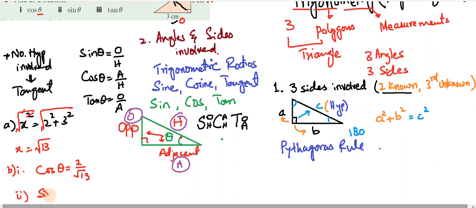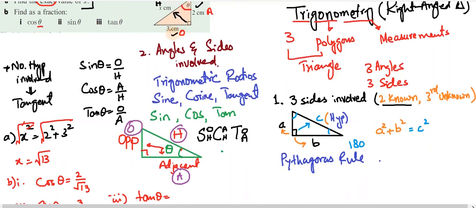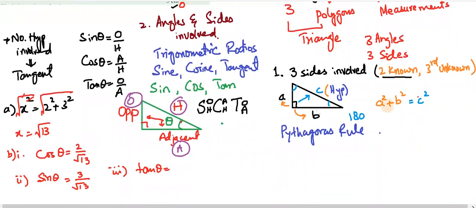So sine of theta is opposite, which is 3, over hypotenuse, which is root of 13. And lastly, tangent of theta is opposite over adjacent. Here the opposite is 3 and adjacent is 2. So it's 3 over 2.